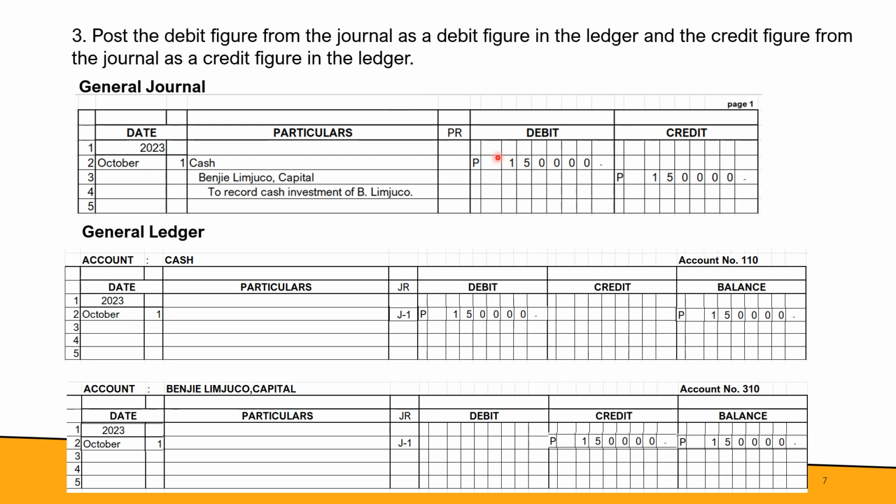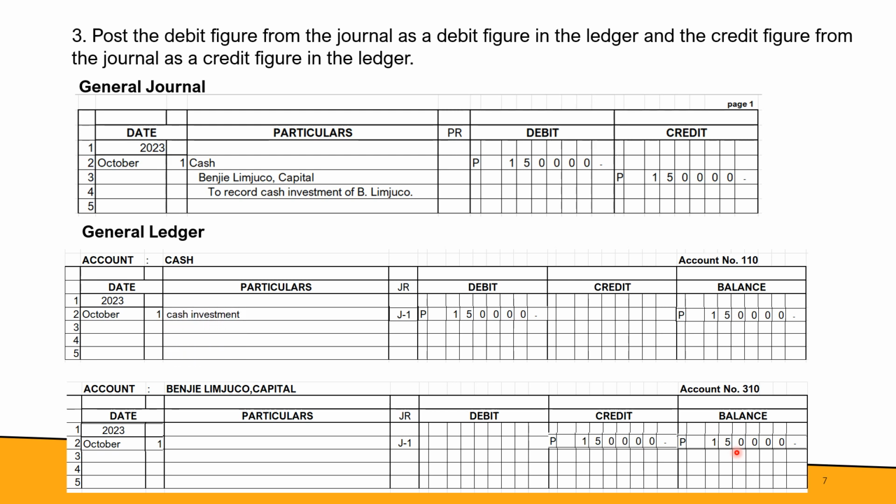So this is how you post the figures from the journal to the ledger. If the amount is a debit in the general journal, it should also be a debit in the ledger. Cash is a debit in our journal, so it will also be a debit in our general ledger. Same with our capital account, Benji Limhoco: this is a credit entry, so we transfer it as a credit entry in our ledger. And don't forget to get the running balance.